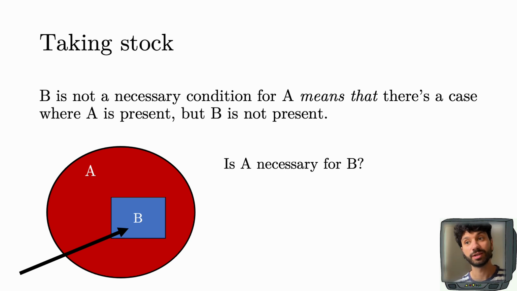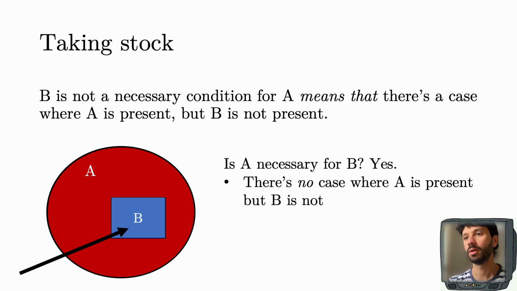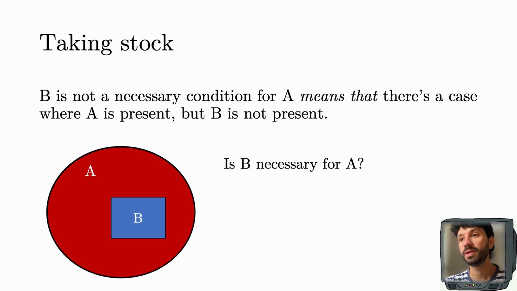So what does that mean? Is A necessary for B? Yes, it is. There's no case where B is present, but A is not. Okay, so let's try switching these around. Is B necessary for A? So again, ask yourself, is it possible for B not to be necessary for A? And what would that mean? That would mean, is there a case where A is present, but B is not?